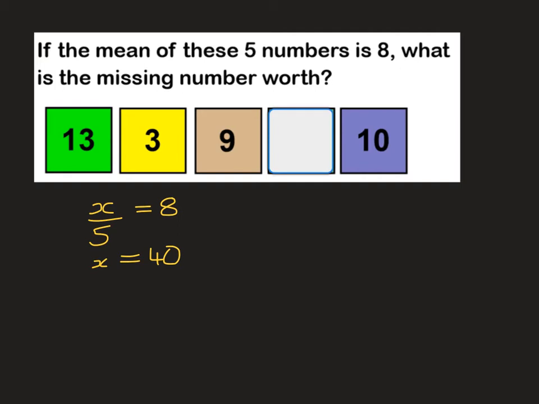Well, the numbers I've got at the moment add up to, well, 13 add 3 is 16, add 9 is 25, add 10 is 35. So 40, let's find the missing number. In theory, 40 take away 35 is 5. Is it 5?